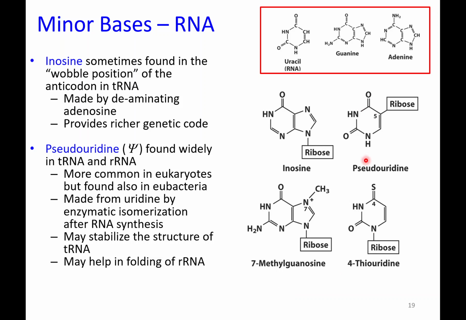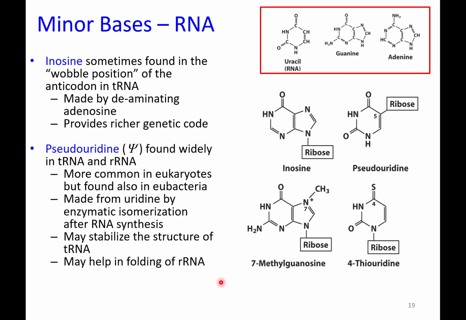So this guy, the difference here is quite striking. It's the same nitrogenous base. It'd be uracil, right? That's why it's called pseudouridine. But instead of the ribose being attached to nitrogen 1, it's attached to carbon 5. So that is just a different attaching point for the ribose.